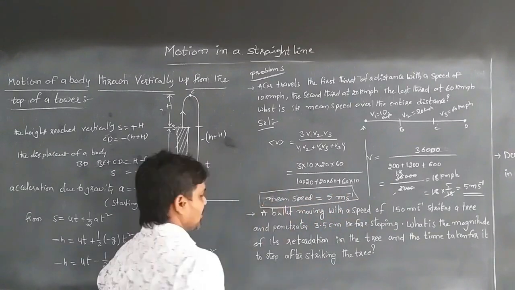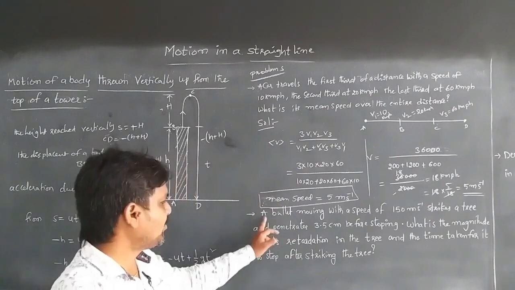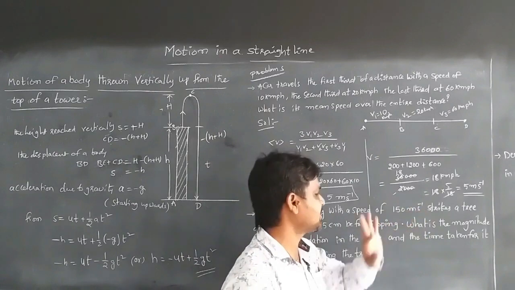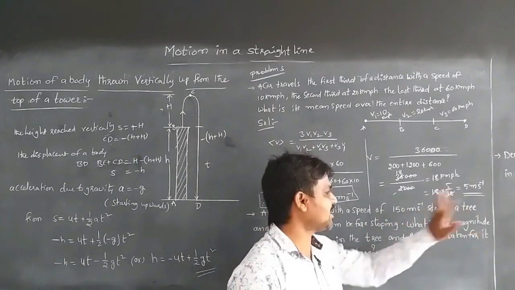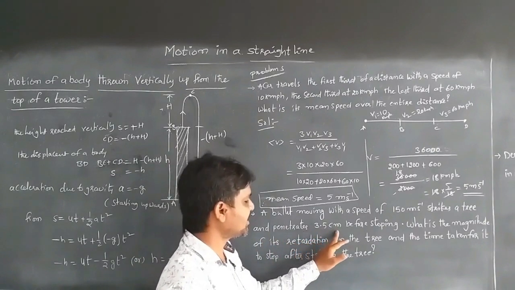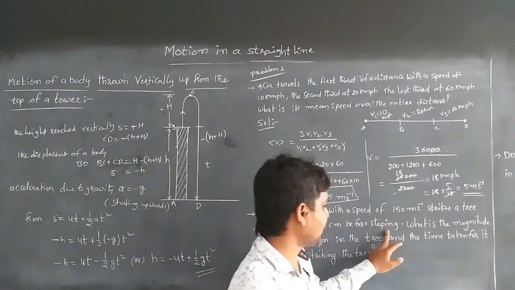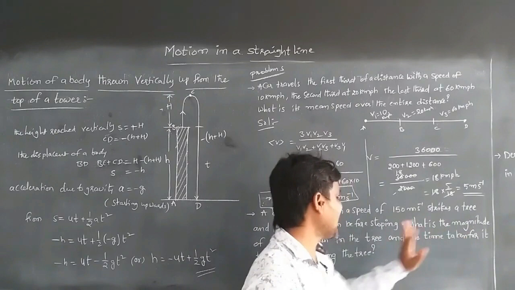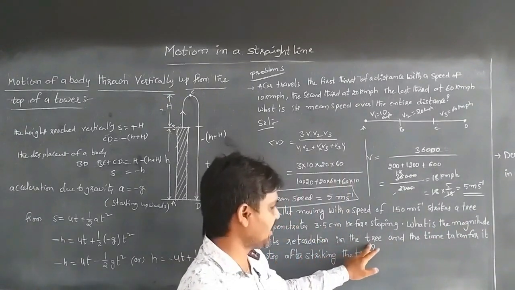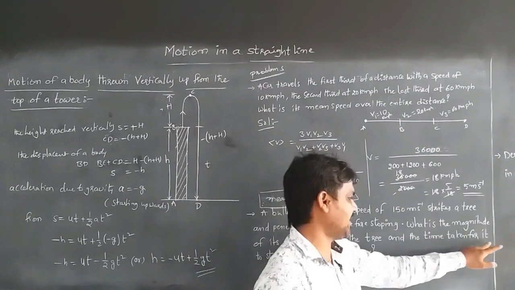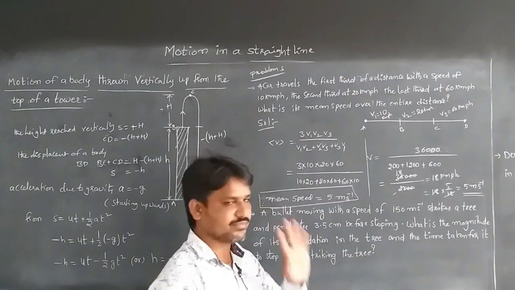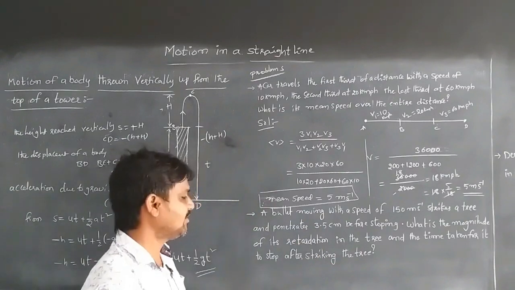This is about it. The next problem: a bullet moving with a speed of 150 meter per second strikes a tree and penetrates 3.5 centimeters before stopping. What is the magnitude of its retardation in the tree and the time taken for it to stop after striking the tree?